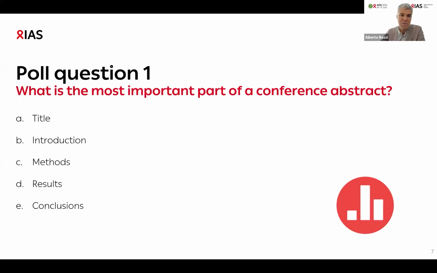All right, we'll try to make this session as interactive as possible, even though we are in a virtual setting, so there will be a few questions for you. These are anonymous, so please don't be shy. We're here to learn, so we highly encourage you to contribute by responding to these questions. The first one is: what is the most important part of a conference abstract in your opinion? Is it the title, the introduction, the methods, the results, or the conclusion?